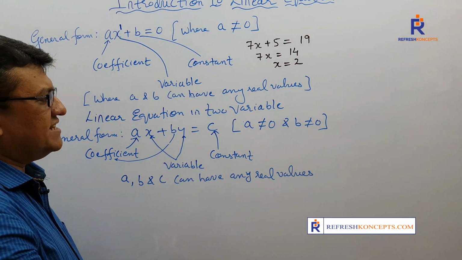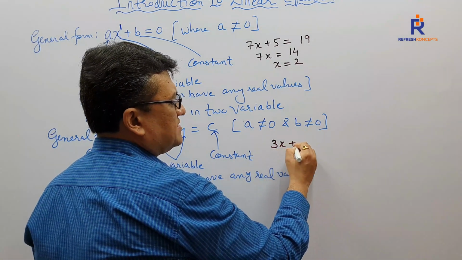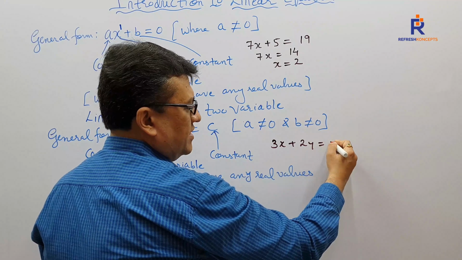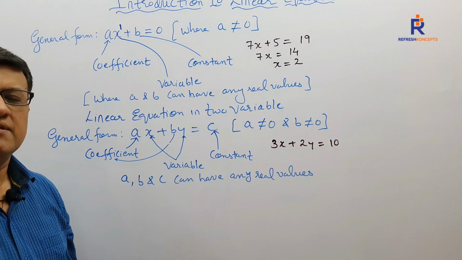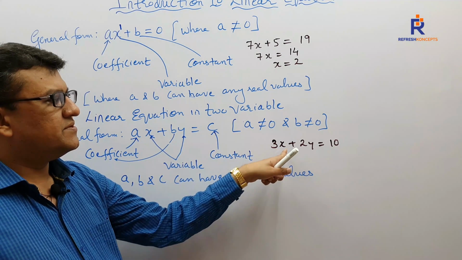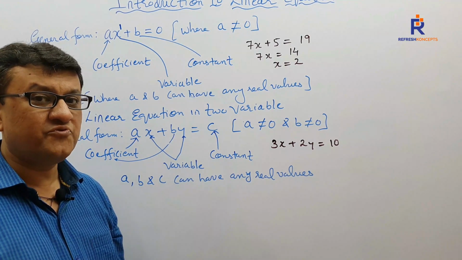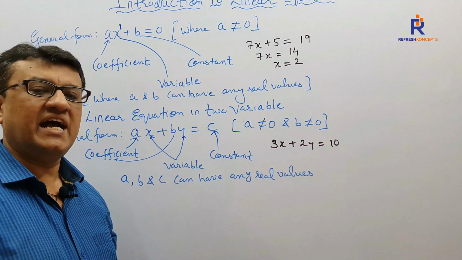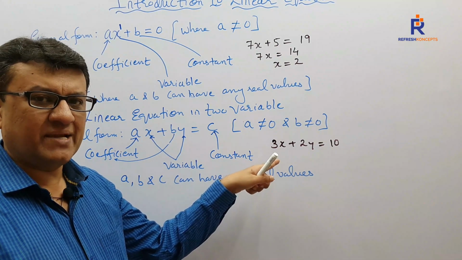If you want, I'll give you a very simple example. Say 3x plus 2y is equals to 10. This is an example of linear equation in two variable. Whenever we have two variables, we have to have two equations. I have just shown you one equation. There will be two equations which we need to solve simultaneously.